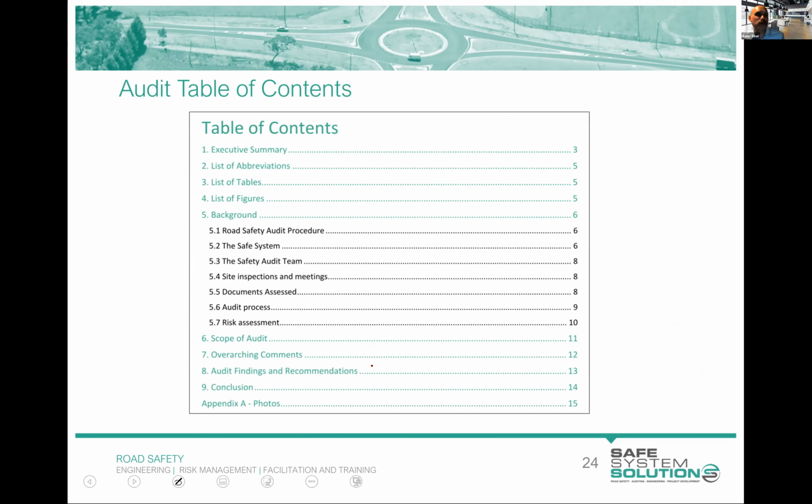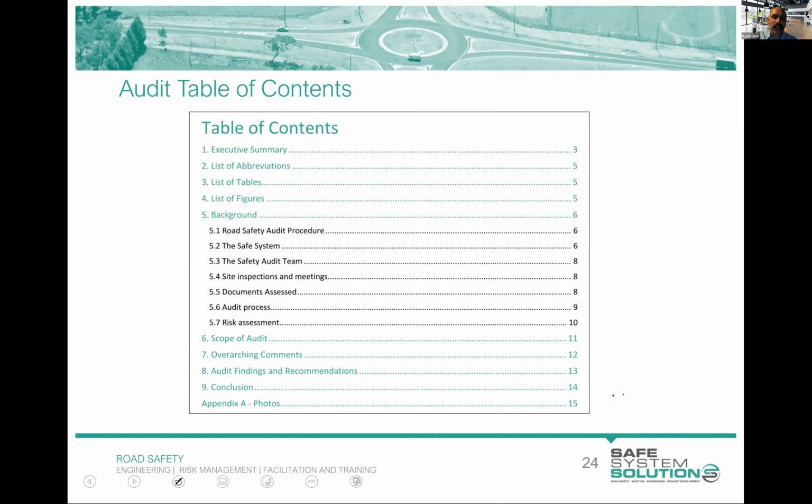So here's a typical table of contents, and we've given you a road safety audit template so you can rebrand it with your own branding. Just make sure you're covering off the same headings and you're doing the same thing. We want industry consistency in road safety auditing. This conforms with the current Austroads guide, so run with that.